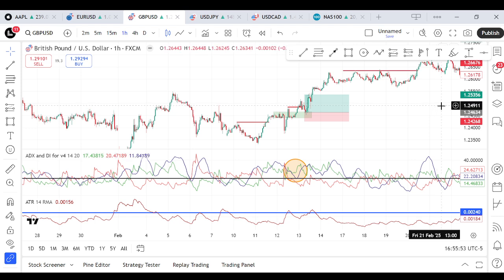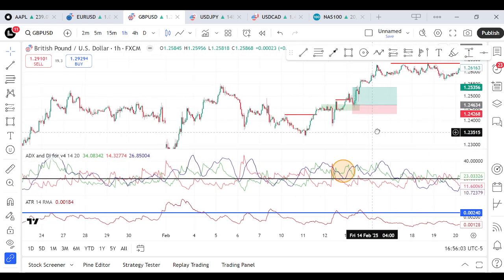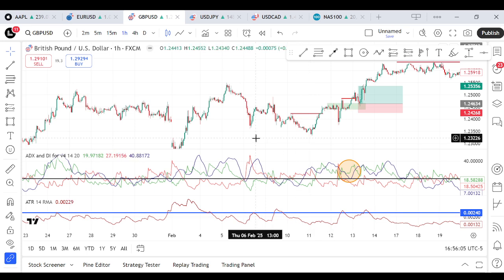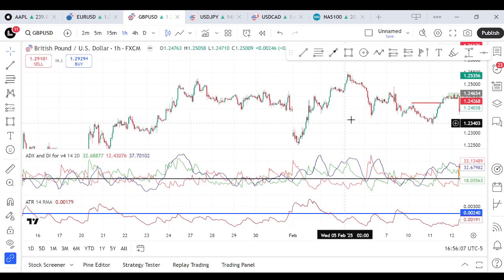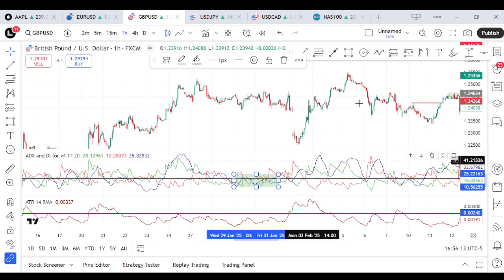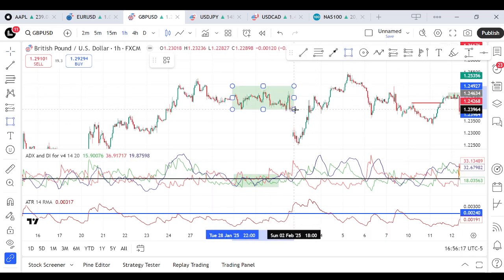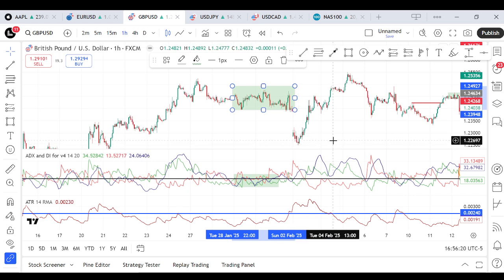So entering trades during periods of low ADX values is another pitfall. When ADX is below 25, the market is often range bound and lacks clear direction. So you should wait before taking your trades. Do not take trades when the ADX is below 25. Like we have here the ADX below 25, and also we have here in price a ranging market. So that is that.